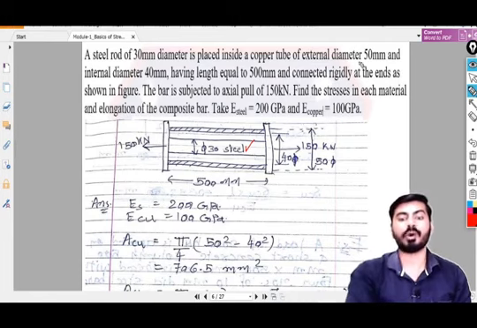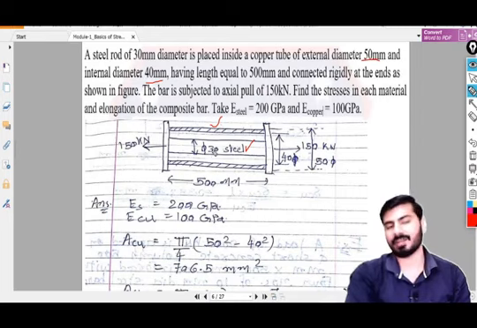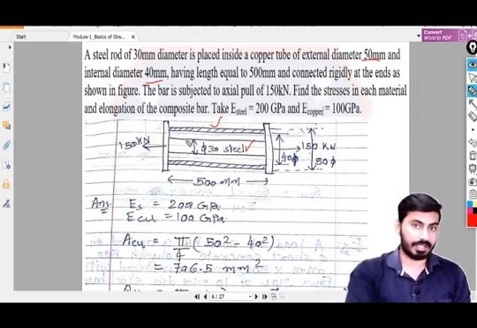A copper tube of external diameter 50 and internal diameter 40 is also represented. This is our copper tube with external diameter 50 and internal diameter 40. As you can see, the internal diameter of the copper tube is 40 and the steel rod diameter is 30, and that's why there will be some gap over here. Both the materials are connected at the ends like this.